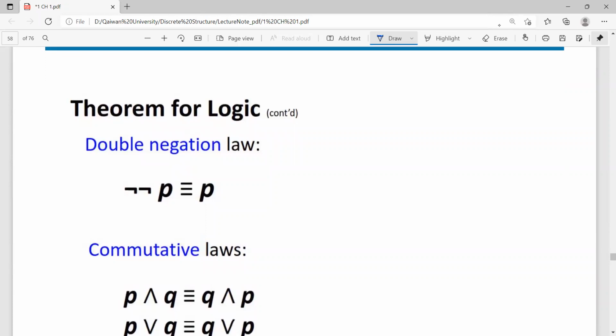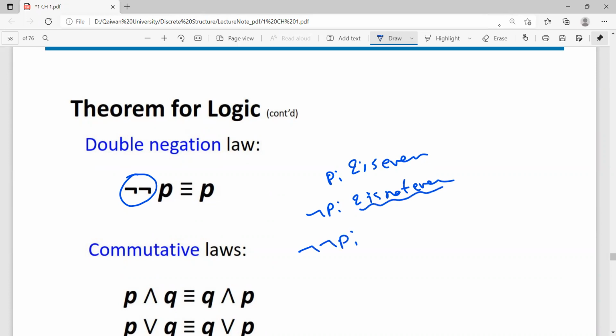And you have double negation. If you have double negation on a proposition, we get the proposition itself. For example, we say 2 is even. If we take the negation of this, we get 2 is not even. This is P, this is negation. If we take another negation of this one, here we say 2 is not even. If we take a negation, we get 2 is even.